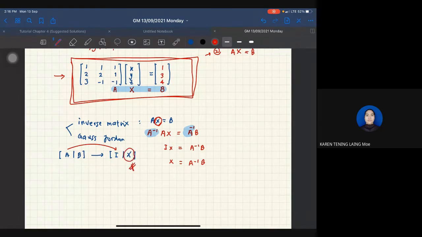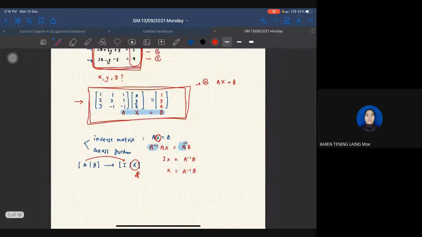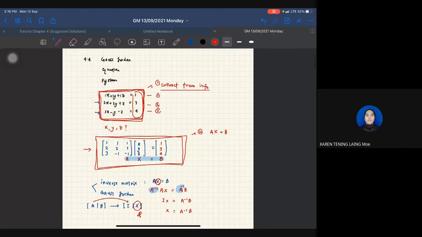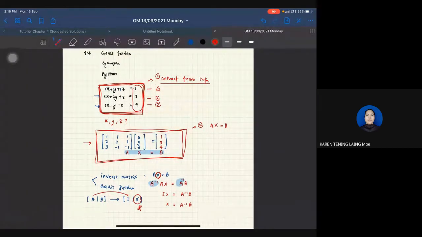Ada soalan tak from this part itself? Only. Before kita masuk soalan tutorial. Tak ada. Okay, so jom kita sambung.